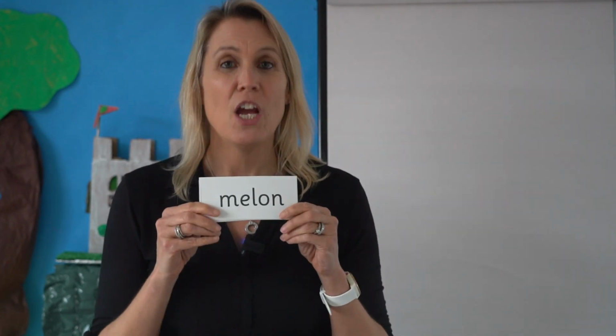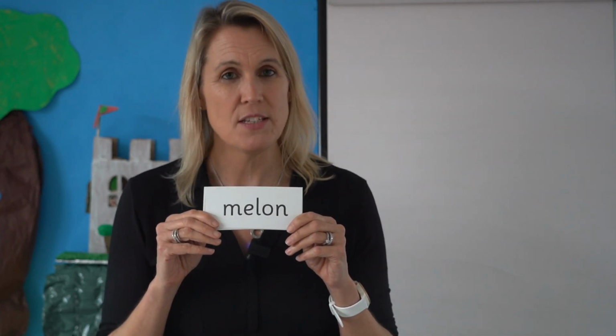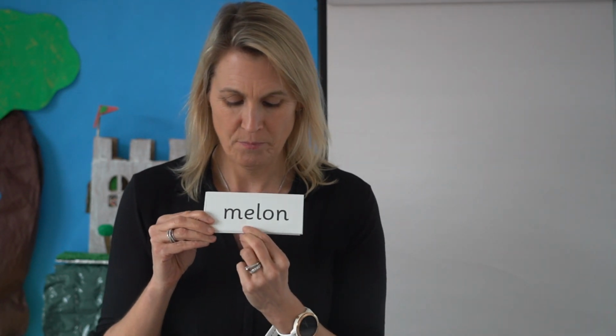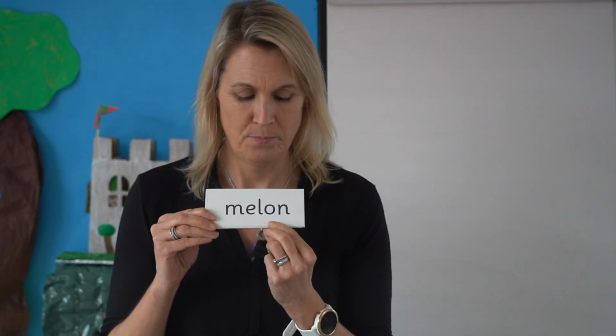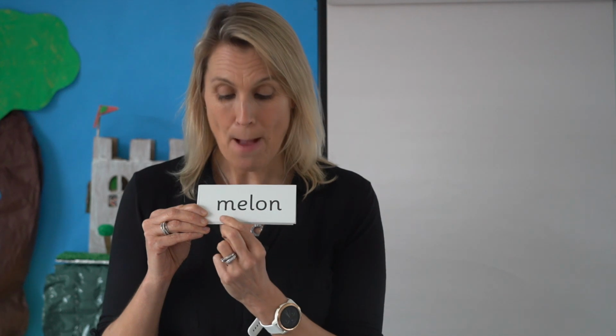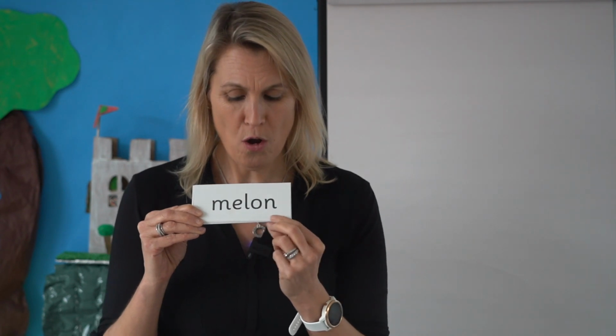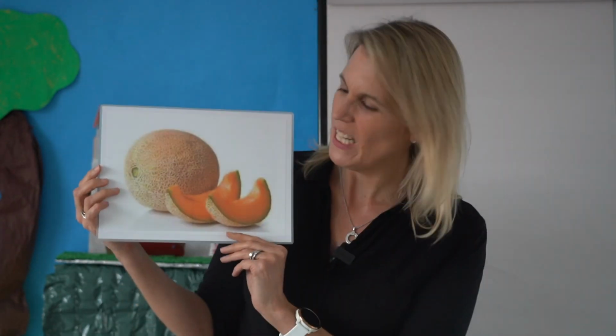Now, let's read some words with graphemes we already know. I bet you can read these words easily. Okay, have a look at this one. Read each sound as I point, then blend and read the word. It's a longer word, so let's chunk it up. Let's read it together. Mel, on, melon. I love a nice slice of melon on a hot day. Delicious.